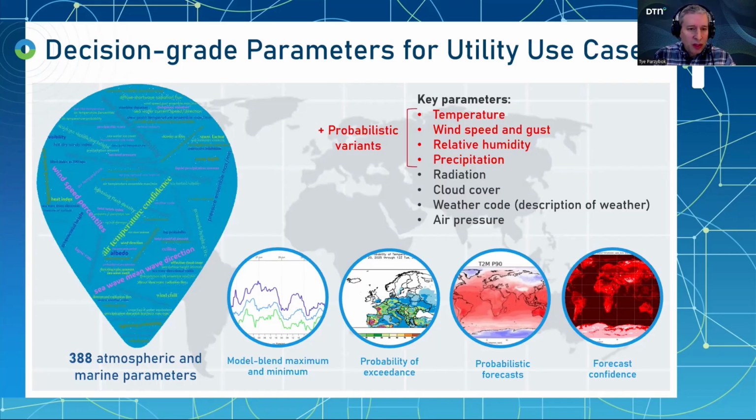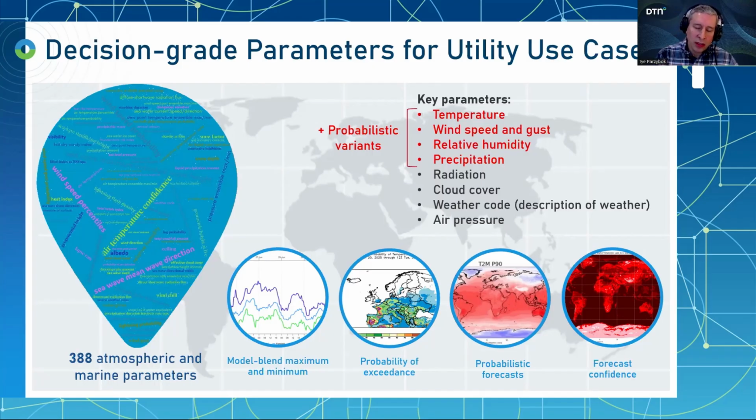Other key parameters: we have the whole range of different solar radiation products, cloud cover, and weather code, which is just a quick descriptor of what the weather is going to be like at a particular hour, and then air pressure. Those are just some of the key ones for utility use cases.